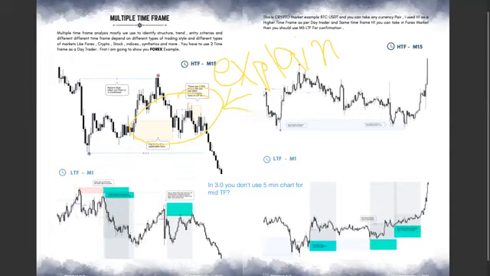In the 3 pointer, you don't use the 5 minute chart as a mid time frame? Yes, you can use the 5 minute to scale the entry.